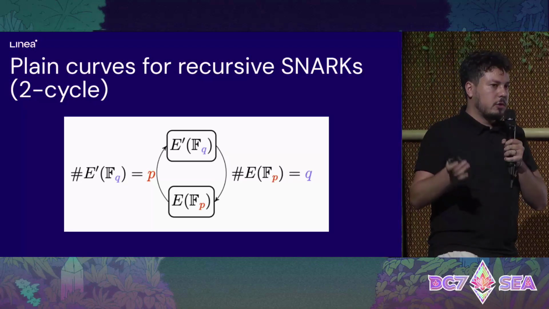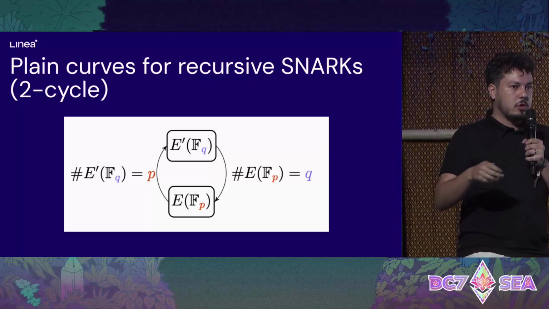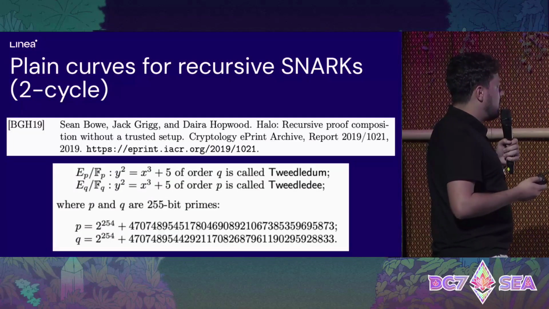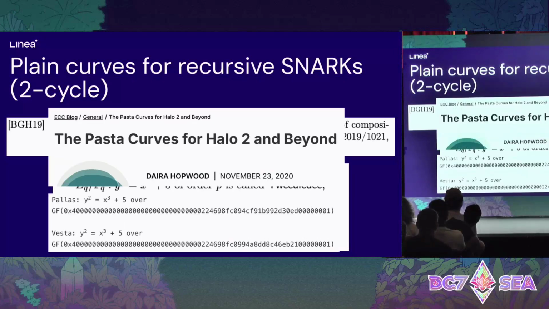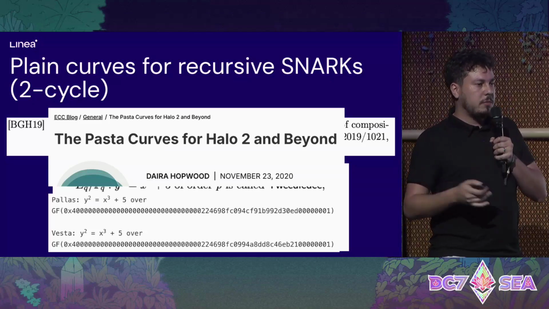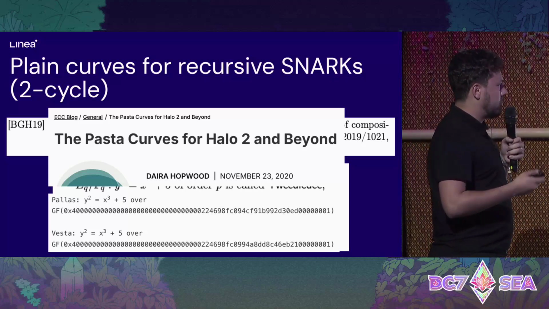Now, if you want to do a recursion without pairing-friendly SNARKs, you just need a recursion of some other SNARKs that do not need pairings, then you can use plain cycles. So in the Halo paper, they introduced the Tweedledum-Tweedledee 2-cycle, and then they replaced it with Pasta, which is more efficient, and it is now used in the Halo 2 implementation. It is used in folding schemes, like in the Sonobe implementation.